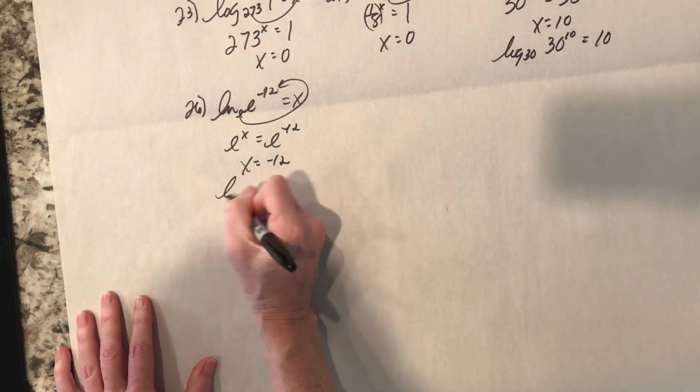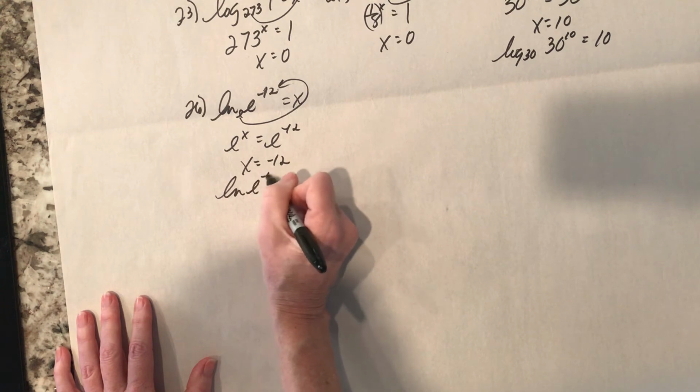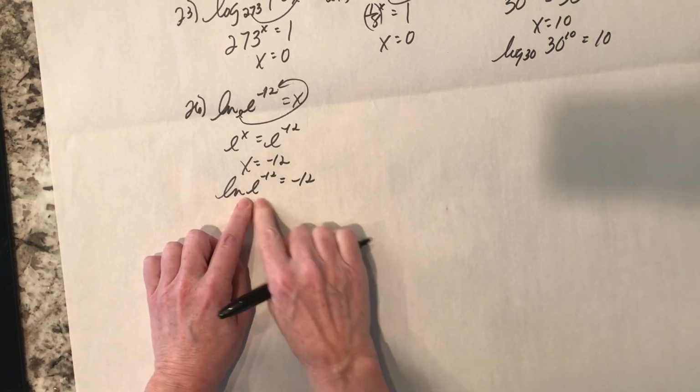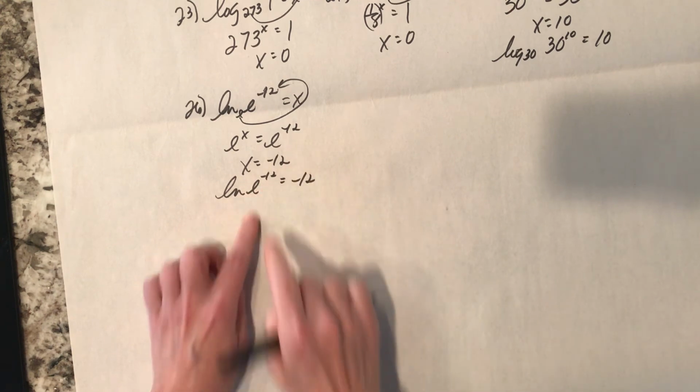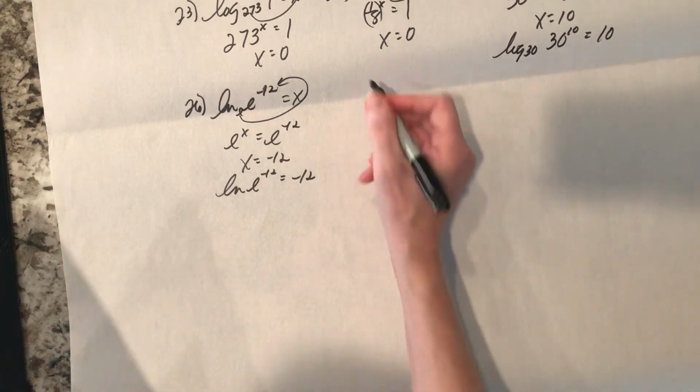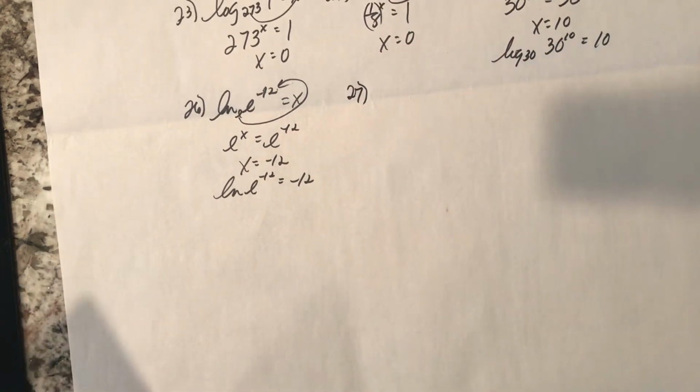Let's rewrite that. Natural log of e to the negative 12 equals negative 12. E raised to the negative 12 will give you e to the negative 12. Seems kind of basic sometimes if you can stand back and look at that.